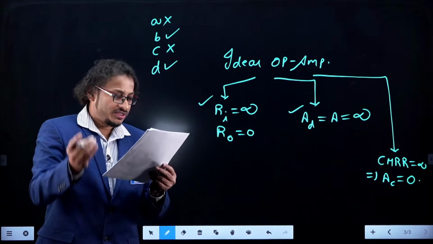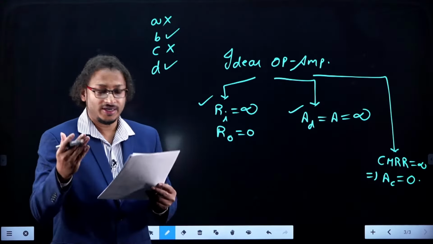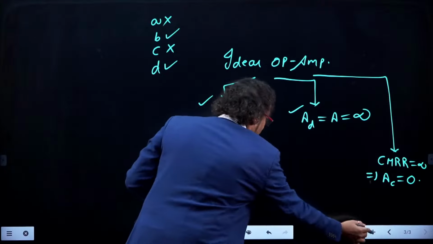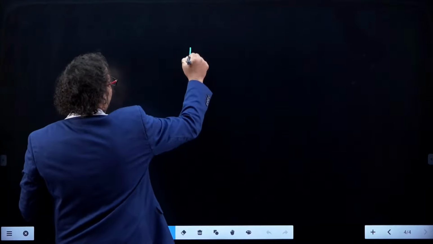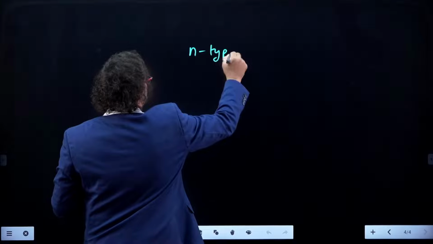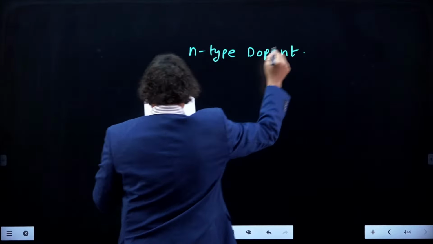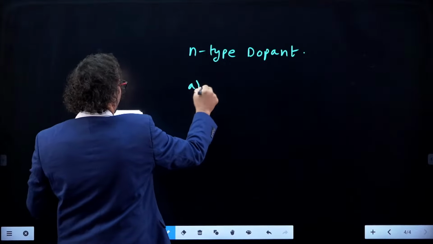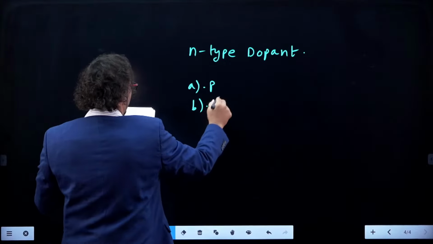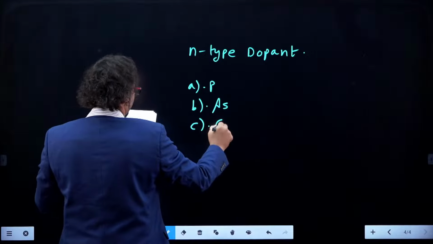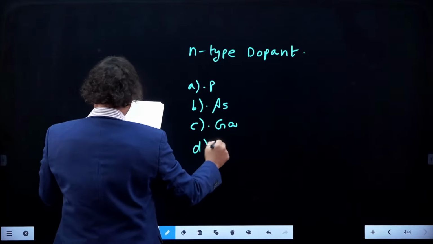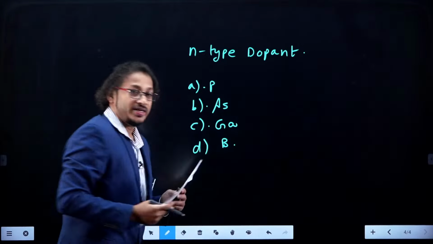And one more question that I got from my student from electronic devices. Okay, from electronic devices, the examiner is asking for an n-type dopant. Option A phosphorus, option B arsenic, option C gallium, and option D boron. Am I right here? Very simple question.